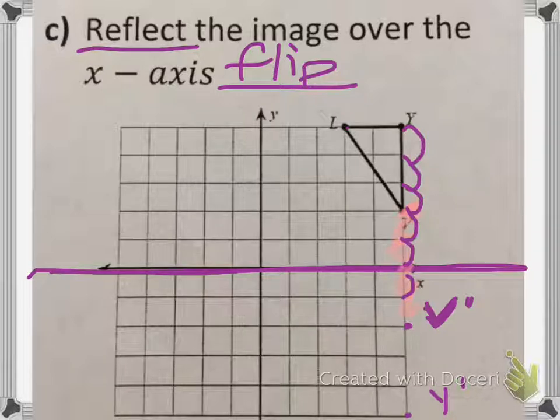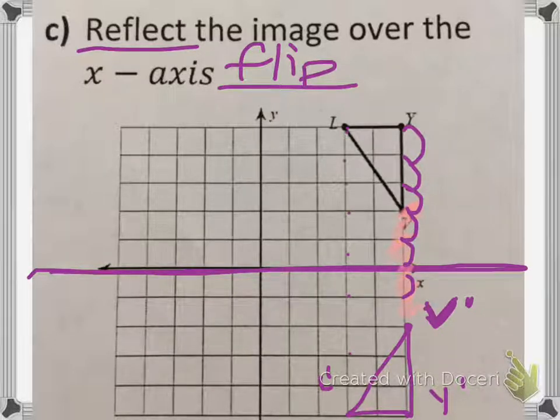Okay, then I'm just going to do L. So L from where it's at is 1, 2, 3, 4, 5 away, which is right here for my new L, which is called L prime. And my new graph looks just like that. It's flipped over the x-axis.